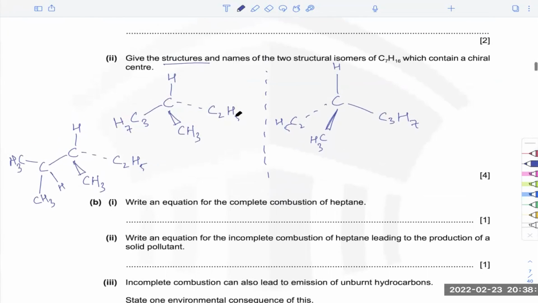Okay, pretty straightforward. How many carbons here in the long chain? One, two, three, four, five. So this is pentane. And on the second one, I have a methyl. On the third one, I have a methyl. So 2,3-dimethylpentane.